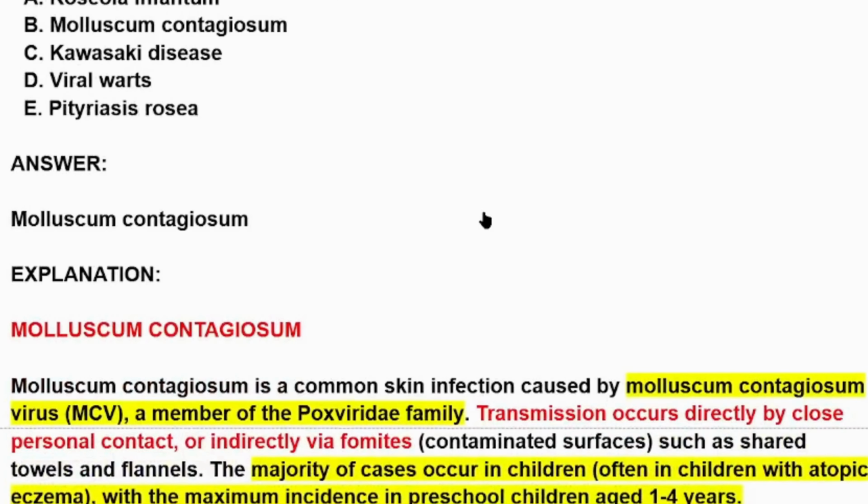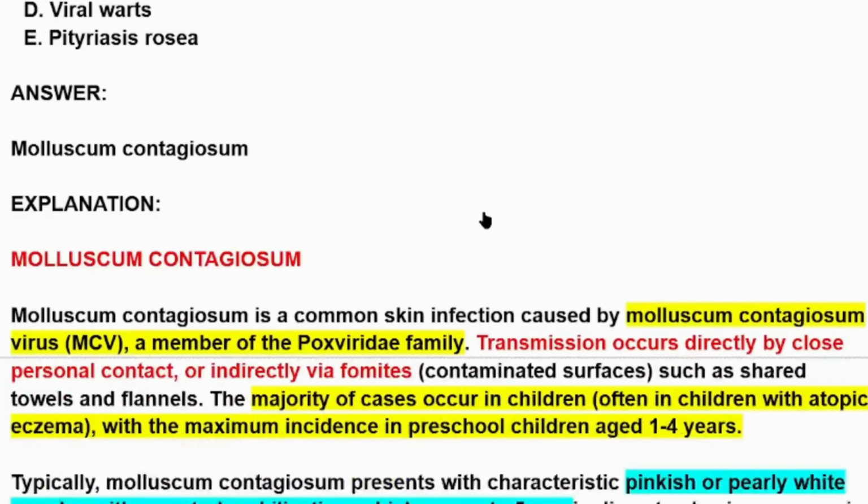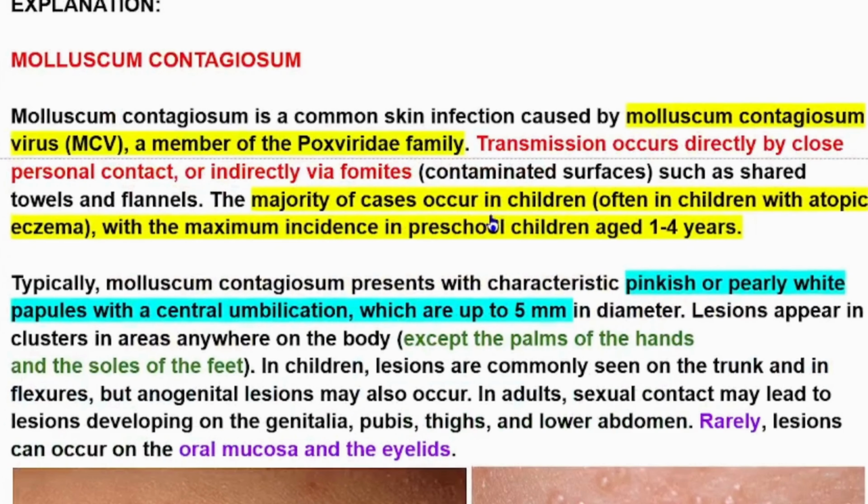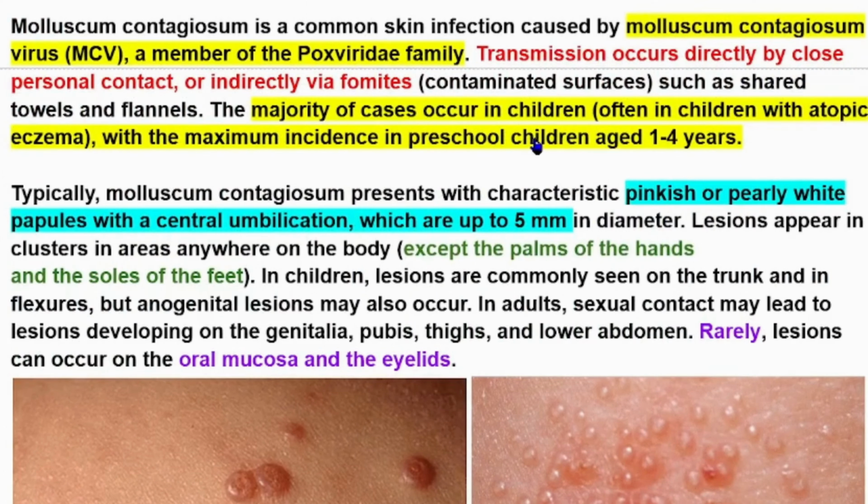Okay, here we are going to explain Molluscum contagiosum. Molluscum contagiosum is a common skin infection caused by Molluscum contagiosum virus or MCV, which is a member of the poxvirus family. Transmission occurs directly by close personal contact or indirectly via fomites like contaminated surfaces such as shower towels and flannels. This is important. Transmission is usually direct.